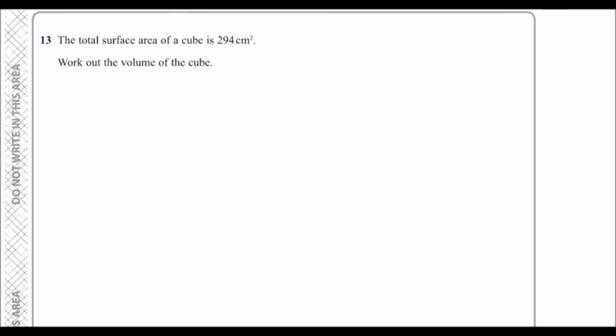Okay, question 13. The total surface area of a cube is 294 centimeters squared. Work out the volume of a cube. So let's sketch a cube first. So a cube is a 3D shape, and the length, the width, and the depth are all the same. So I'll write a funny L for it. So they're all the same number. So whatever the length, the width, and the depth are exactly the same number.